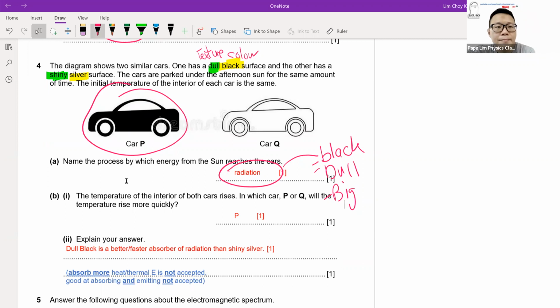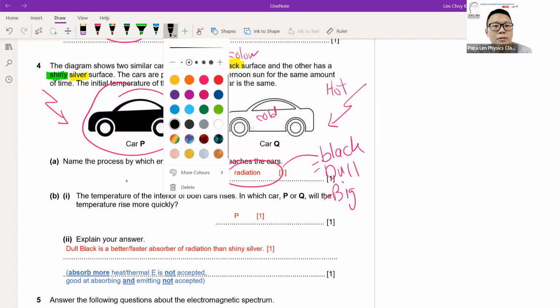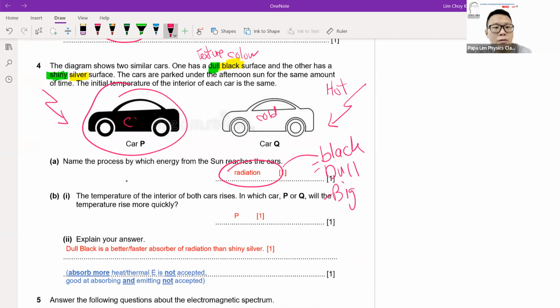In this case, based on the question, the sun is coming from the outside. So the object has to be absorbing heat from the environment. The environment is actually hotter than the car itself at the beginning. At the beginning, the car is cold and outside is hot. Heat always travels from hot to cold regions, so it will be from outside to inside. That's why we're looking at absorber.